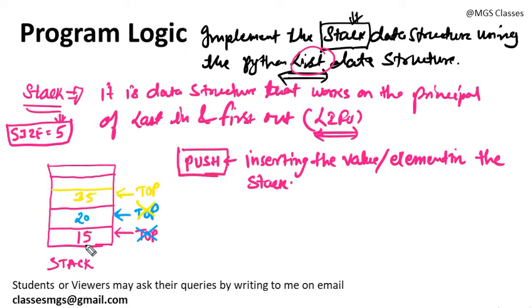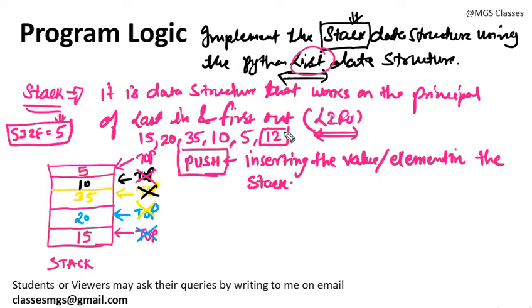So we first push 15, then we push 20, then 35, then let's suppose we push the value 10. Then 10 will come here, and your new top will point to it; the top will no longer point to 35. Now let's push one more element, let's suppose 5. Then 5 will be placed here and the top will point to it. Now if you try to insert one more value, let's suppose 12, it will not be inserted.